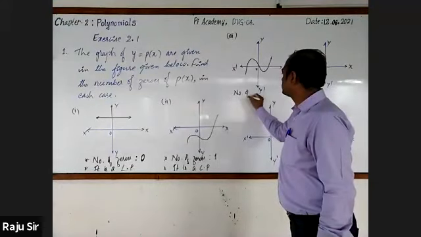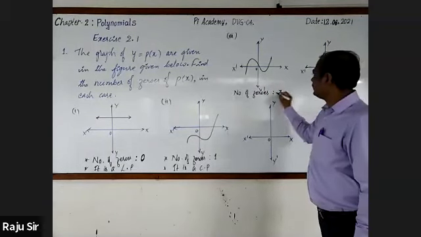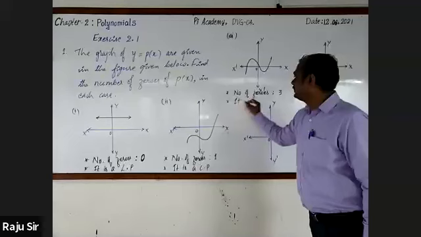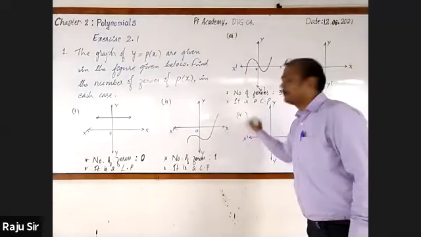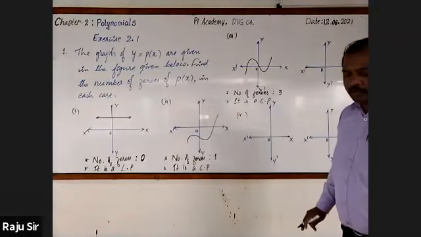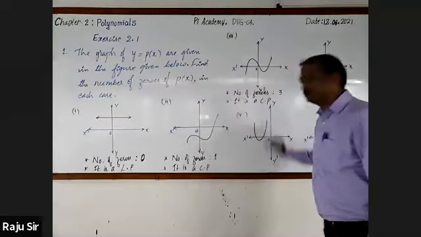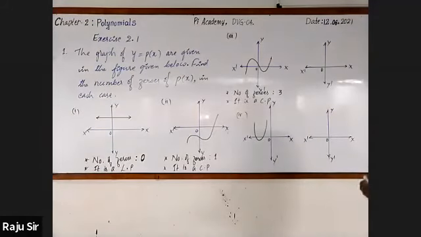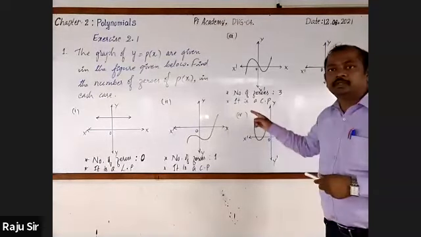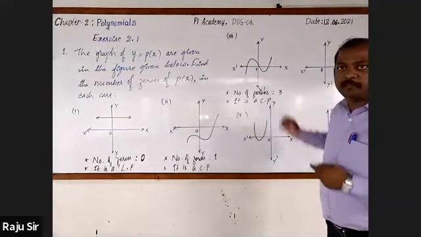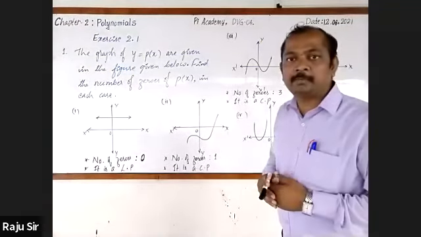Number of zeros, it is 3, and it is a cubic polynomial. Let's move on to the fourth one. The fourth one has been given like this. Observe the nature of the graph. It is an upright parabola. Then what type of polynomial is it? This is a quadratic polynomial.